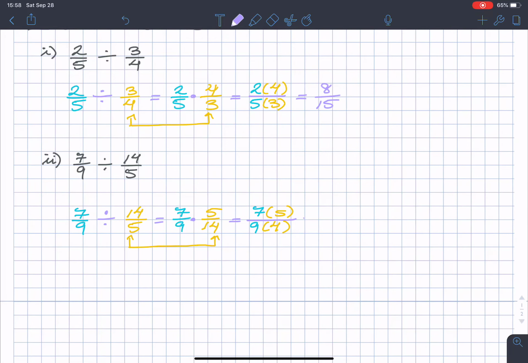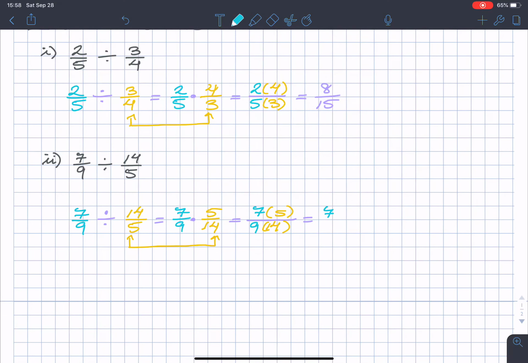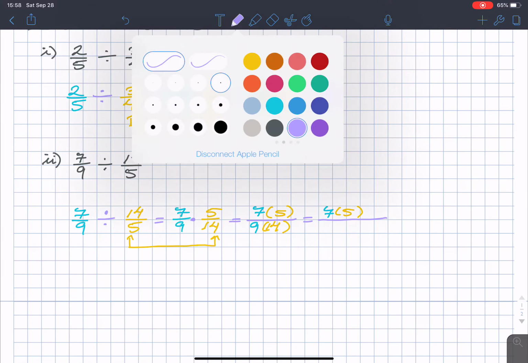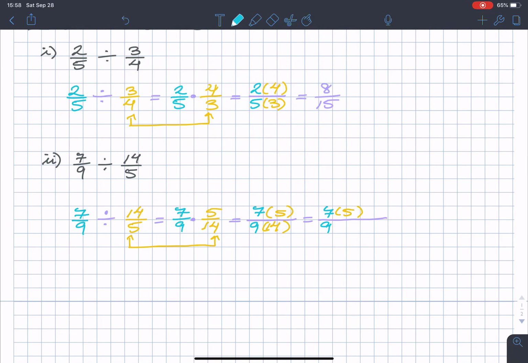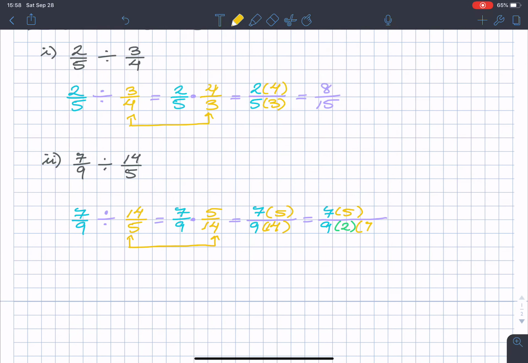Okay, so what does this give us? Oh, that's a 14, sorry, missed the 1 there. That's a 14. Well, I want you to notice something before I go on. So I'm going to rewrite this as 7 times 5, and I'm going to place this over 9 times 14. But 14 is really 2 times 7. So I'm going to write this as 2 times 7. So leave it in yellow.